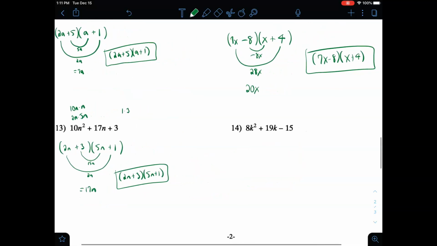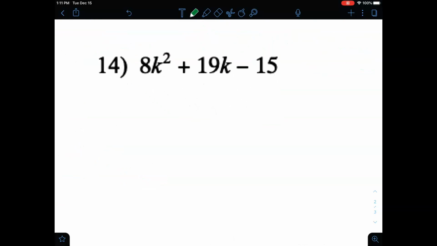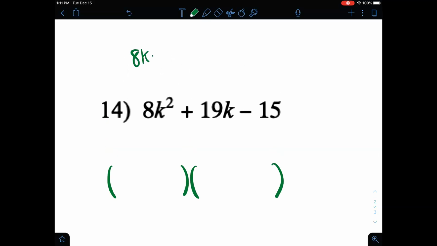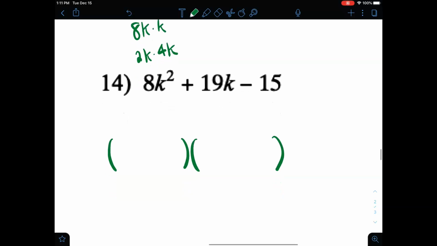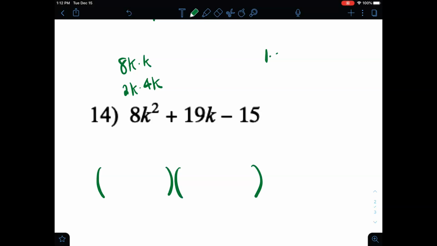Okay, 14, tricky one. Here we go. We have 8k squared plus 19k minus 15. We need factors of 8k squared. So that's going to be 8k times k or 2k times 4k. And we need things that are going to multiply to that. And they need to multiply to negative 15. So that's going to be 1 times negative 15 or the reverse. 3 times negative 5 or the reverse.